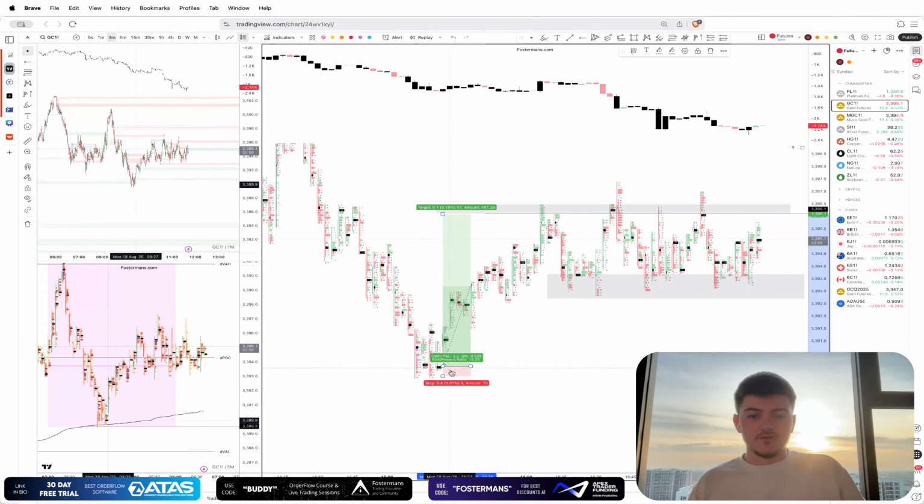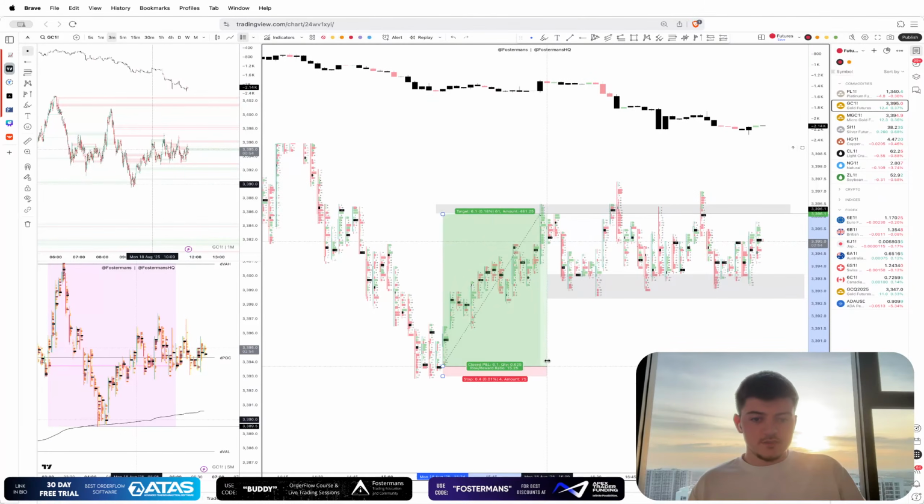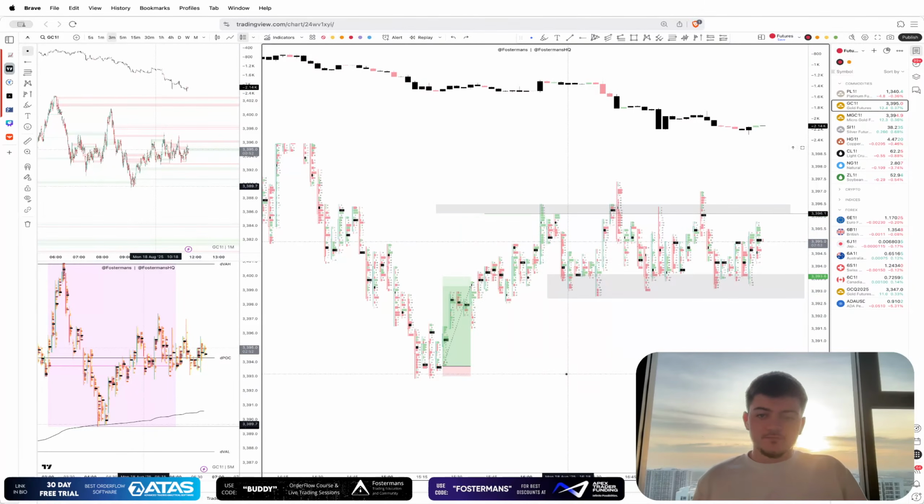I don't really focus on risk to reward, by the way. That literally does not matter, for my sort of trading style anyway. But I suppose it does matter.